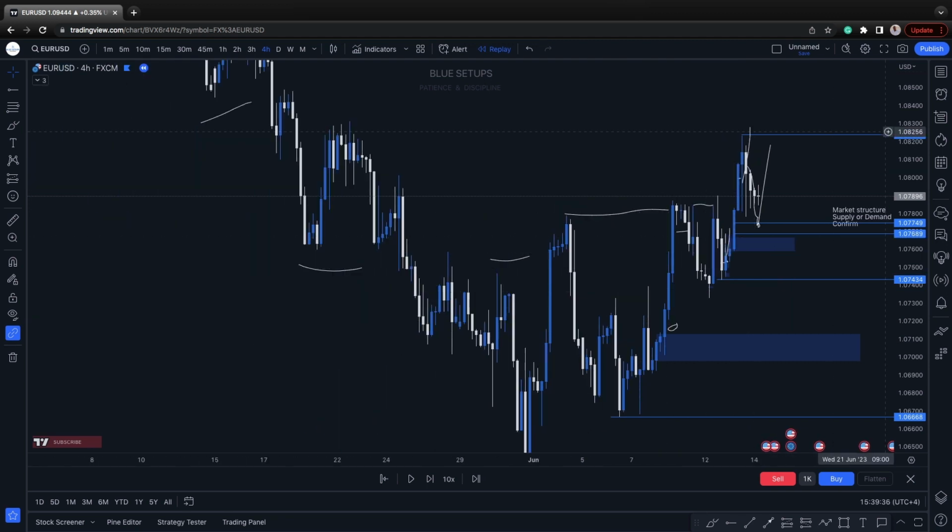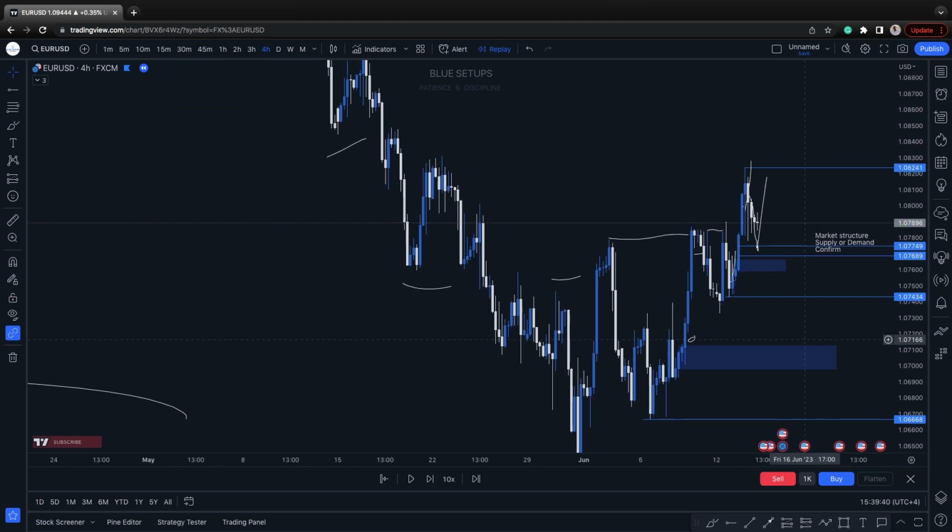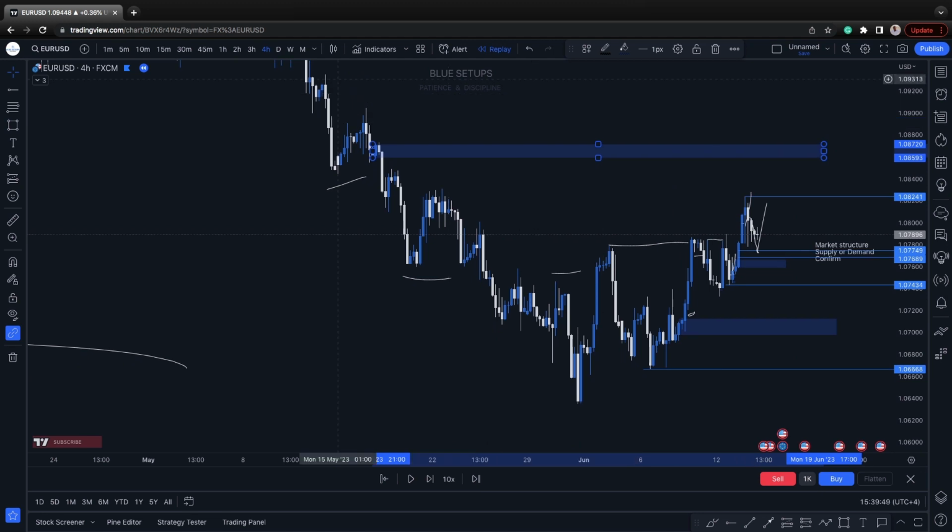Because what you actually see is that most people want to take shorts instead. Some people might say this is a supply zone right here. Some people might say another supply zone might be right up there, okay? So they might instead be looking for sells right there.